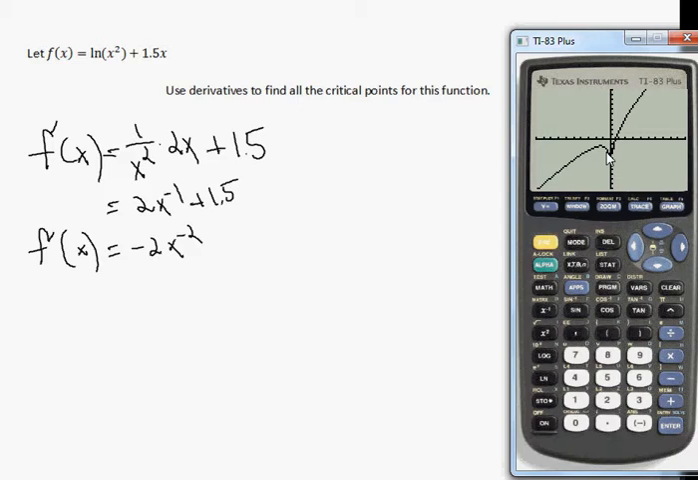So I might make kind of a guess. I'm going to say a maximum at about, I don't know, negative 1.5 or so. Okay? And then an asymptote or cusp or something at x equals 0. Okay?